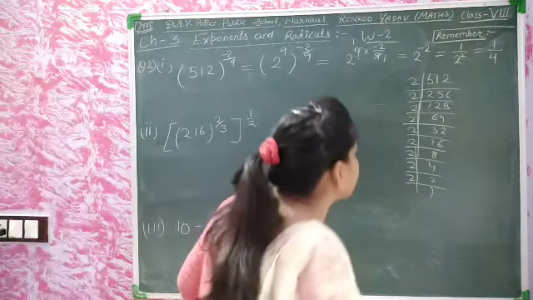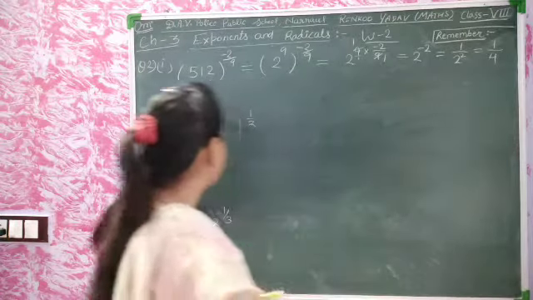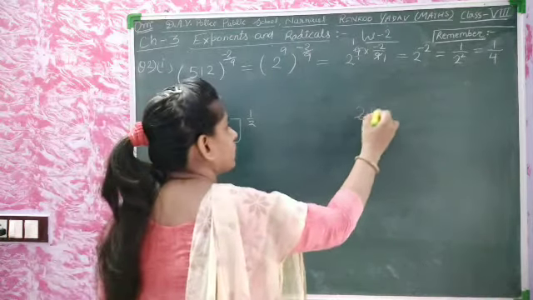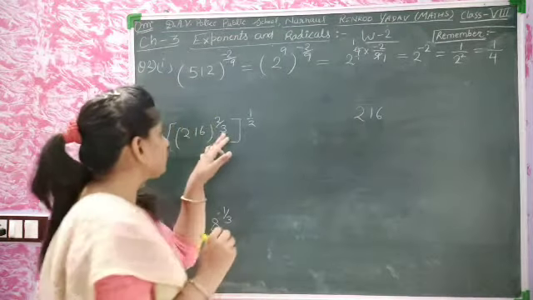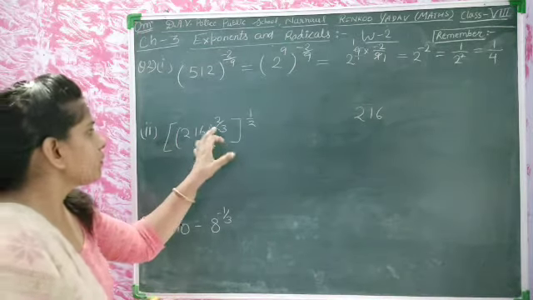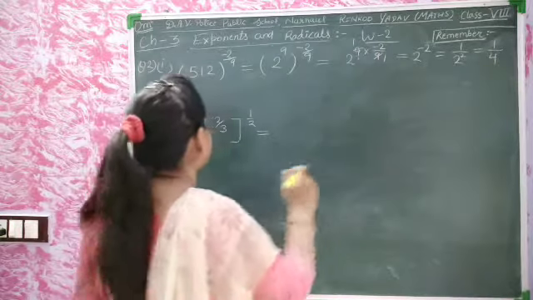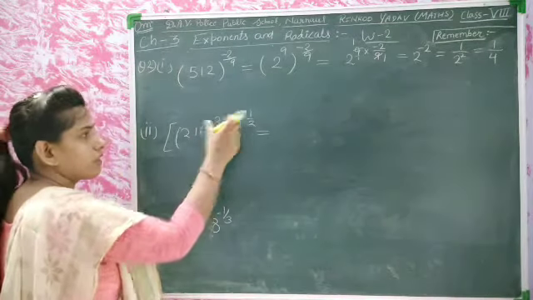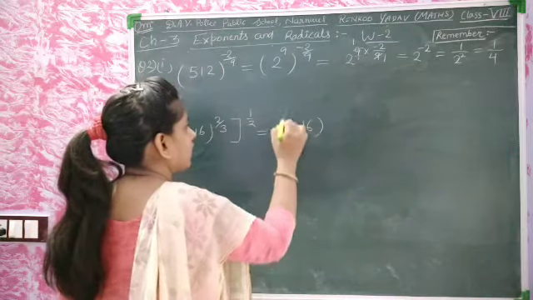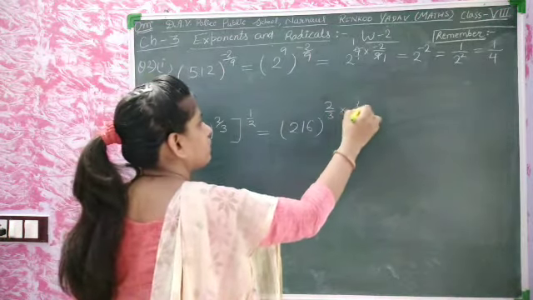Let's see. In part 2 there is the number 216. We have to solve this number, but firstly we will solve this power first. Let's see, 216 to the power of this into this, 2 by 3 into 1 by 2.